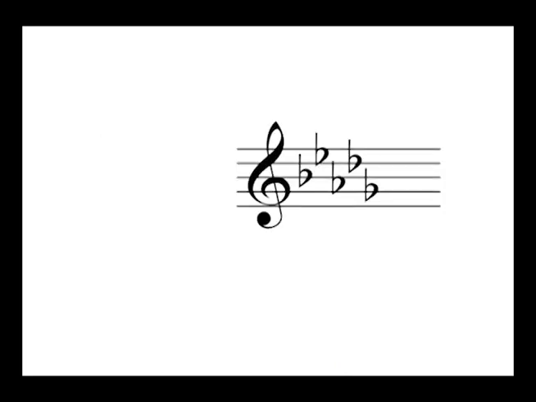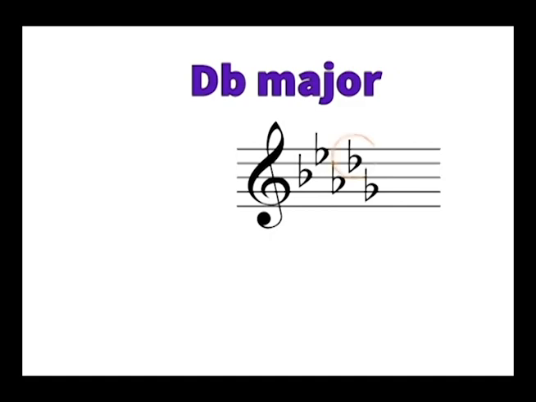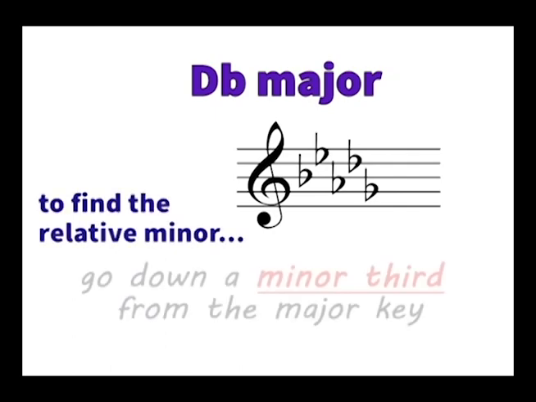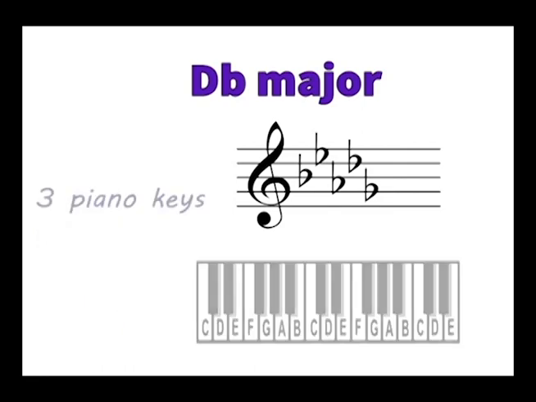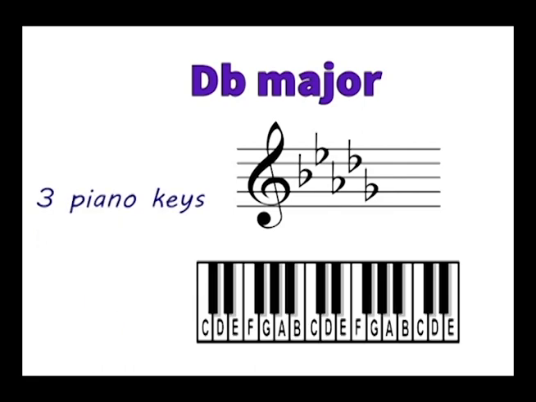Let's try it with a flat key. Here we have the key signature of D flat major. Remember, the second to last flat is the name of the major key. To find the relative minor, we go down a minor third, or 3 piano keys. So let's bring back our piano keyboard and find D flat, and then move down a minor third.